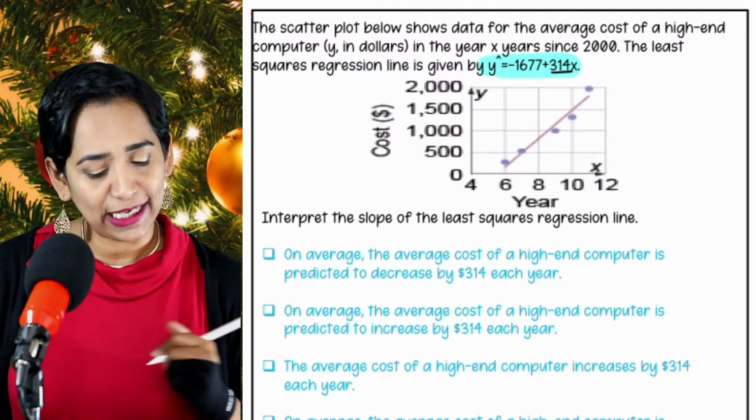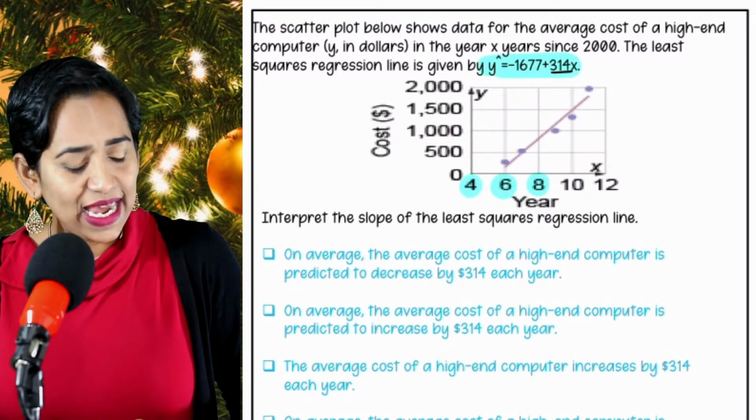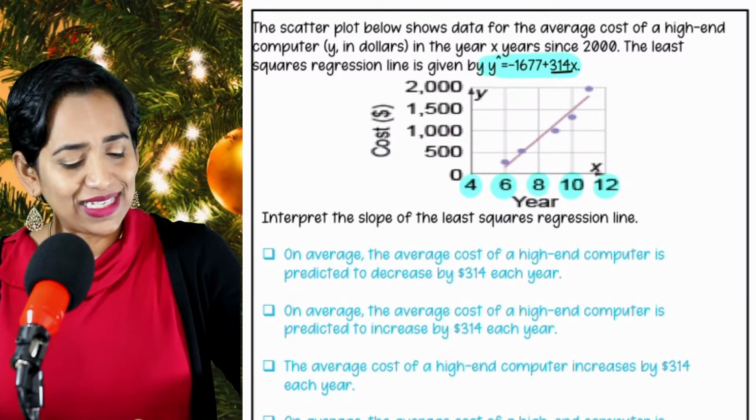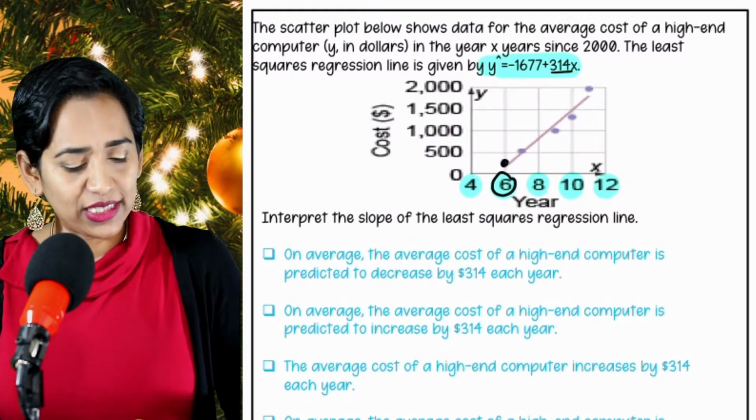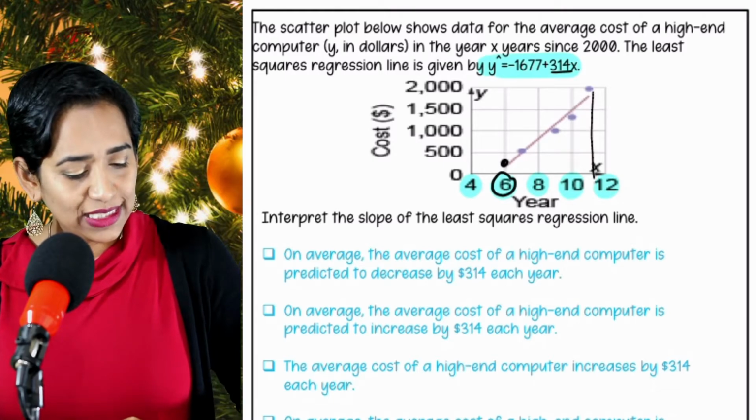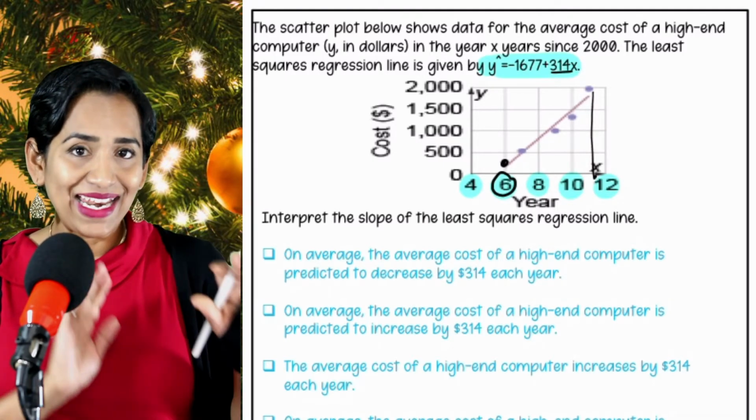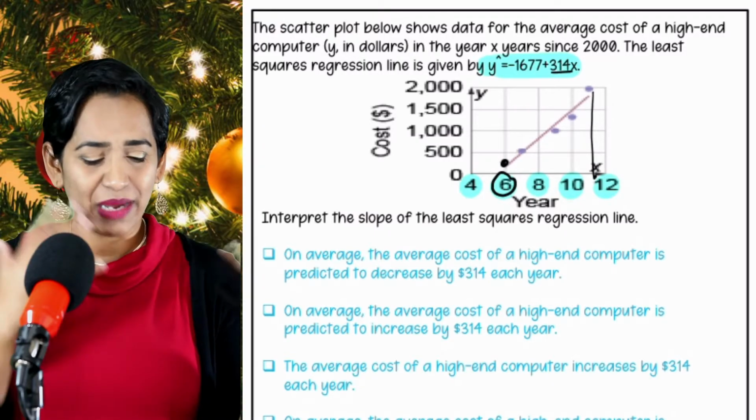Now let's go ahead and take a look. So this is the number of years: 4, 6, 8, 10, 12. As you can see, they started at 6 because that's where the first dot is. So my range is 6 to, let's say, this particular value. Anything before or anything after is unreasonable and doesn't make any sense.